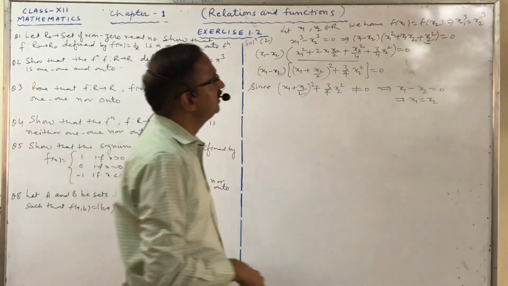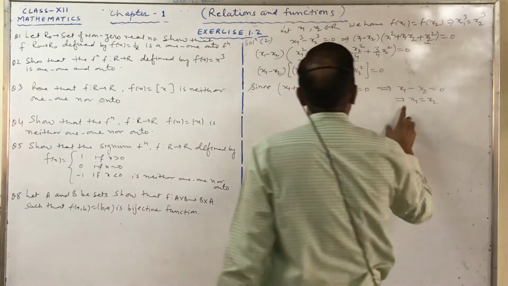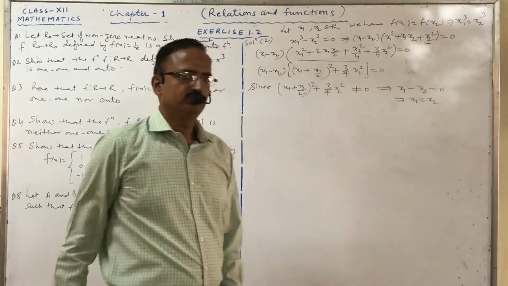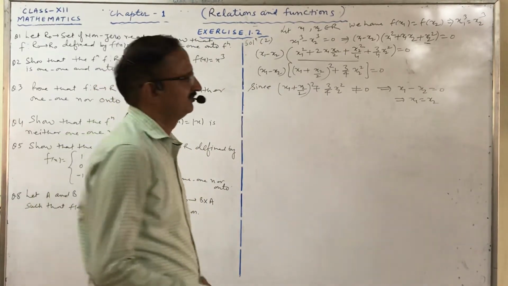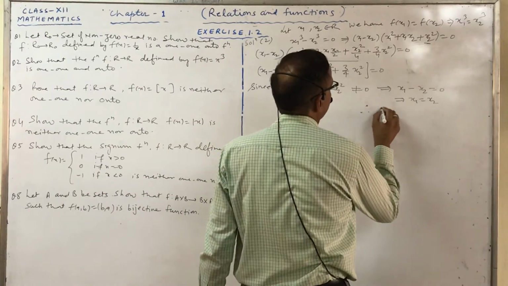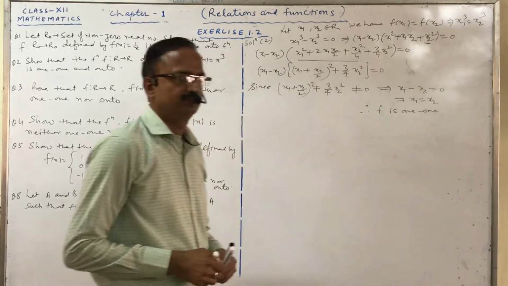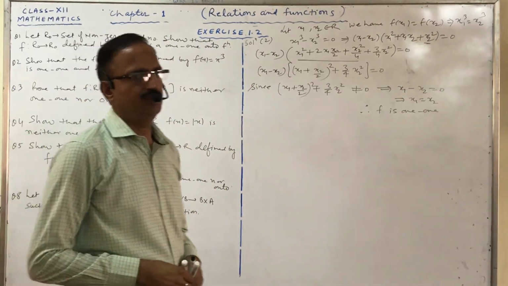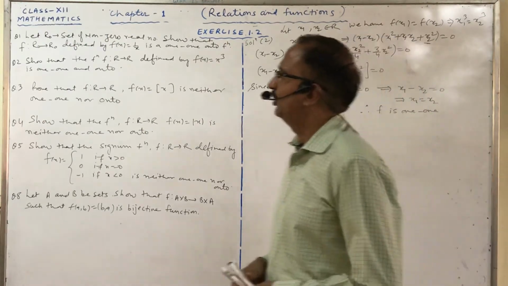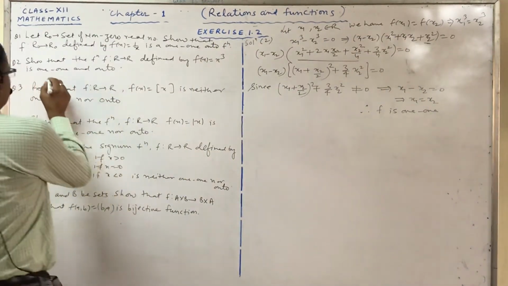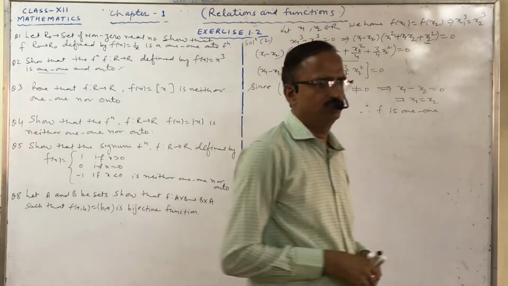But what we have considered, fx1 equal to fx2, and what we get, x1 equal to x2. So this means f is 1, 1. Therefore f is 1, 1. Okay, children. Now we will prove this function to be onto. This we have proved. Now come to second part, that is onto.